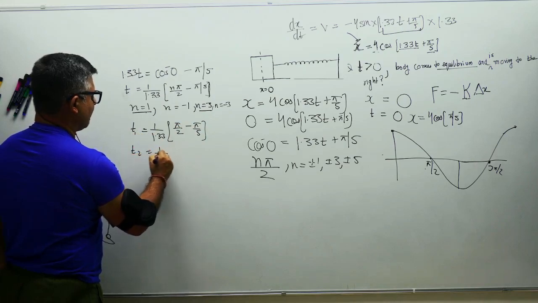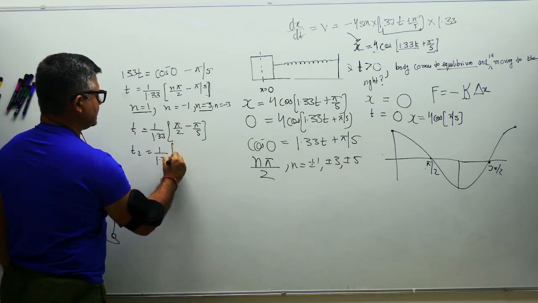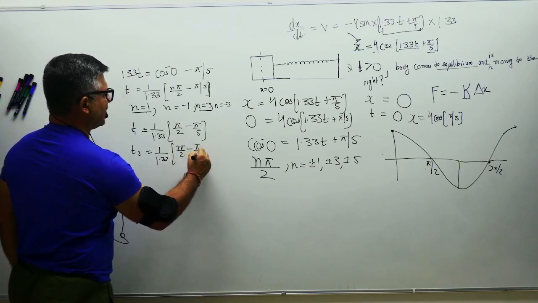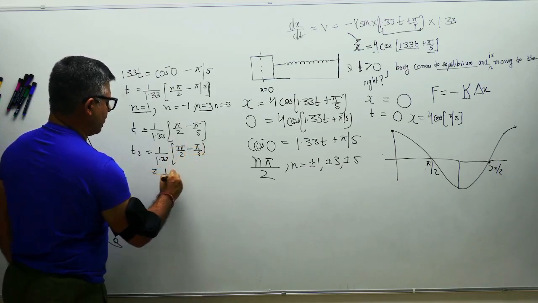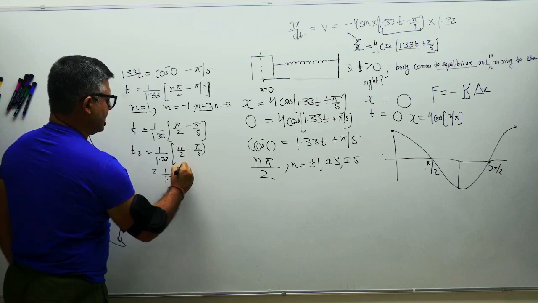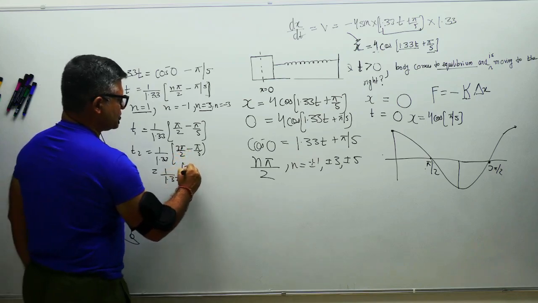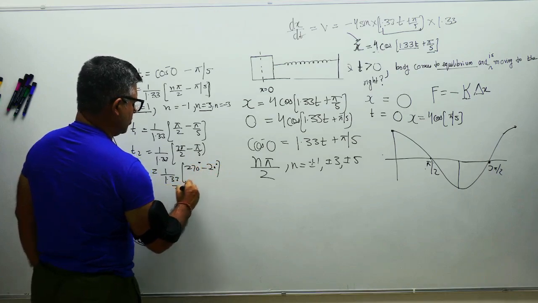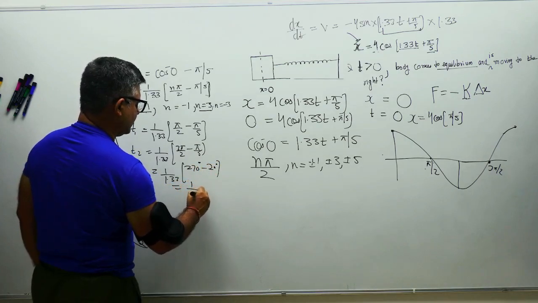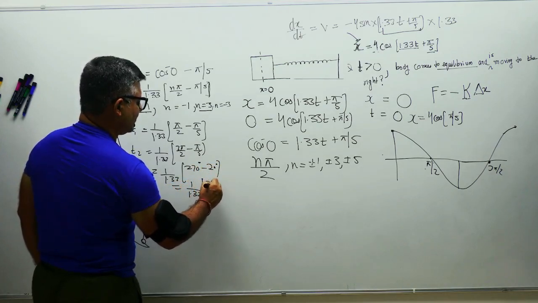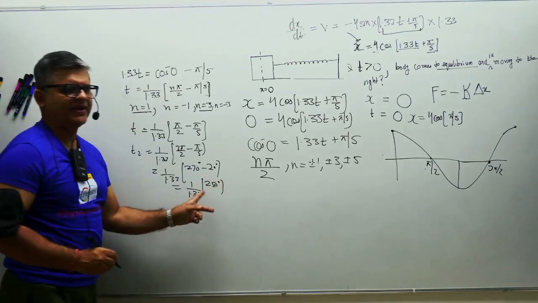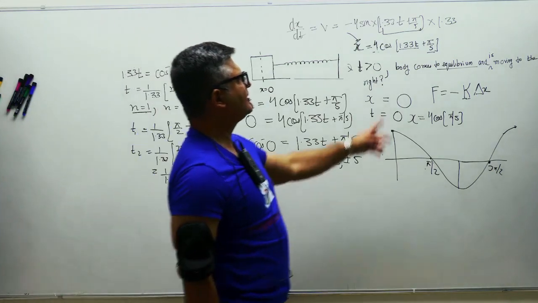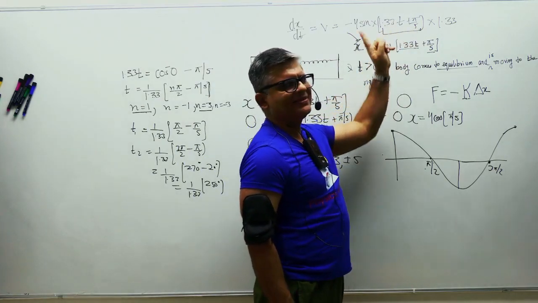So this is 1 upon 1.33, and this is 3 pi by 2 minus pi by 5, which is 1 upon 1.33 times 270 degrees minus 20 degrees, which is 1 upon 1.33 times 250 degrees. This is perfect. This is in the third quadrant, and we want this whole value to be in the third quadrant.